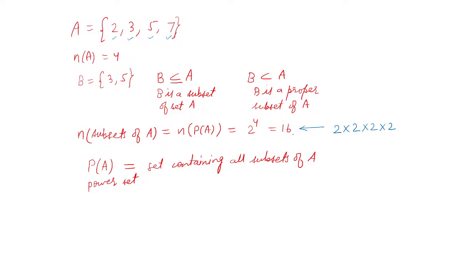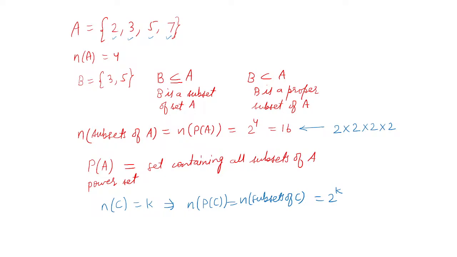So that means, suppose the number of elements in any set, let's say set C, is k. Then the number of elements in the power set of set C, which is the same as the number of all possible subsets of set C, is 2 to the power k. That's what it is. So make sure you take a note of it because questions ahead would be using this.